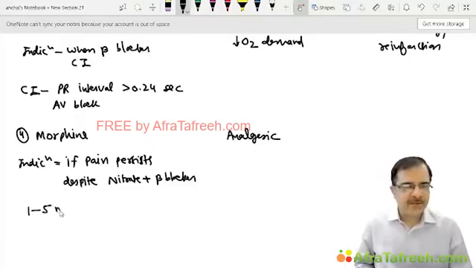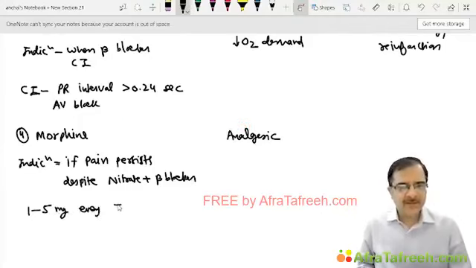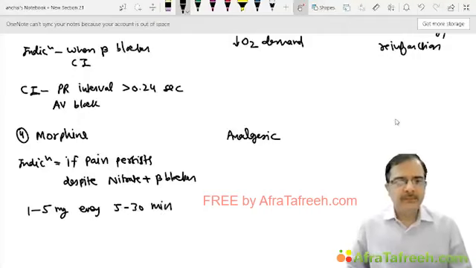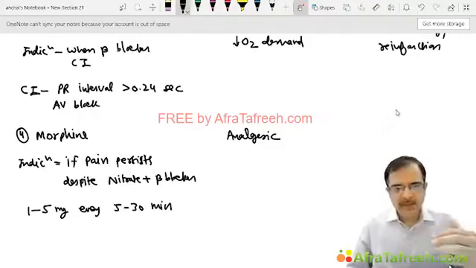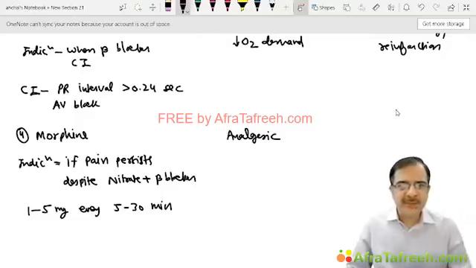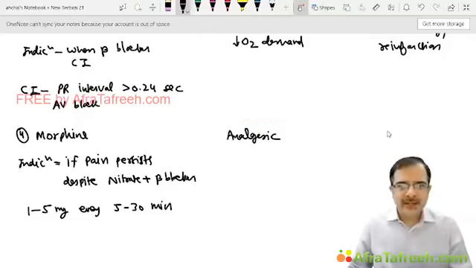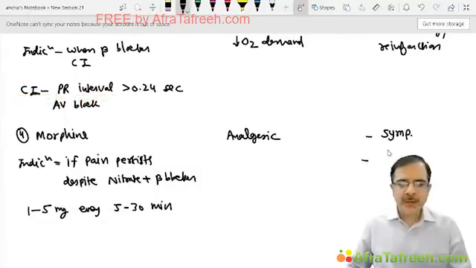The dose of the morphine here is 1 to 5 milligrams every 5 to 30 minutes. As such, morphine does not have a long-term mortality benefit. It is just for symptomatic therapy. So it is symptomatic therapy only.